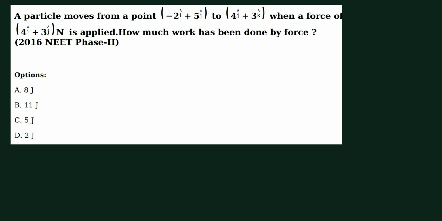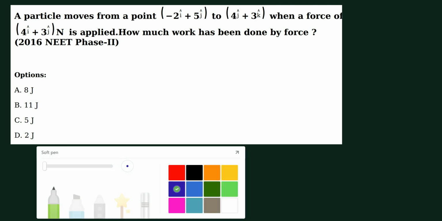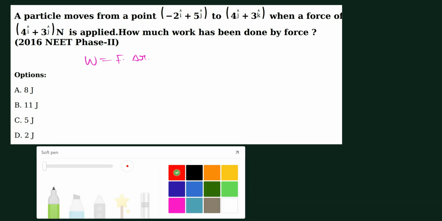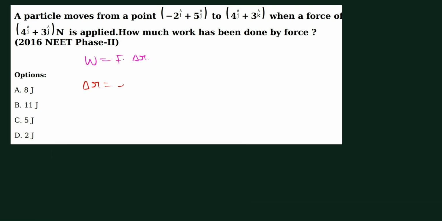A particle moves from a point minus 2i plus 5j to 4j plus 3k. When a force of 4i plus 3j Newton is applied, how much work has been done by that force? So to find this, we have a formula: work equals force into displacement. You have to find the delta R. Then how do you find the delta R? To find the delta R, we have a formula: R2 vector minus R1 vector.